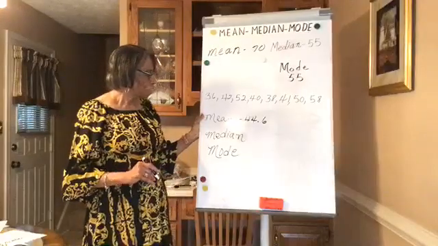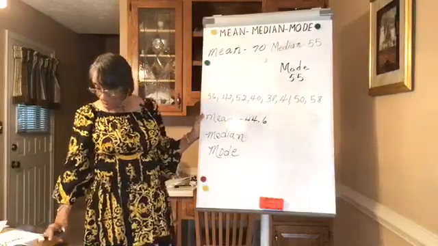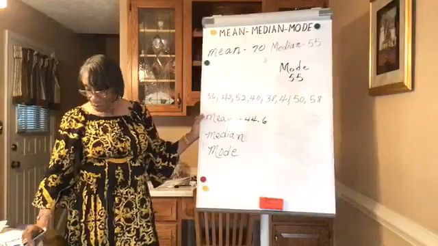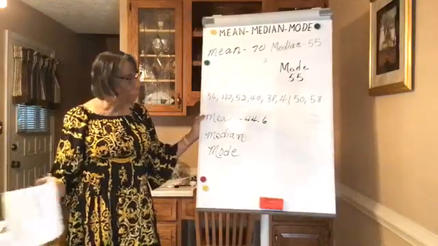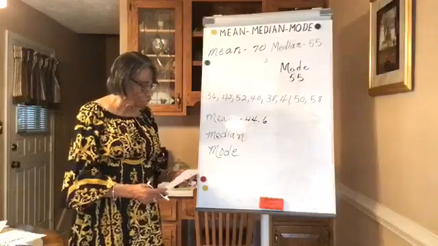Okay. All right, so the median, and arranging them in order. What do we get? How do we arrange them? The smallest is what?